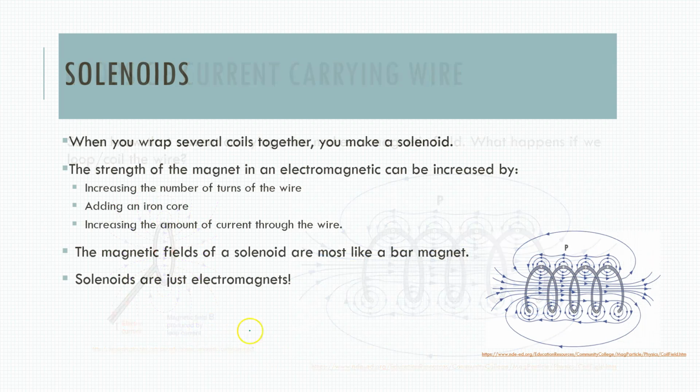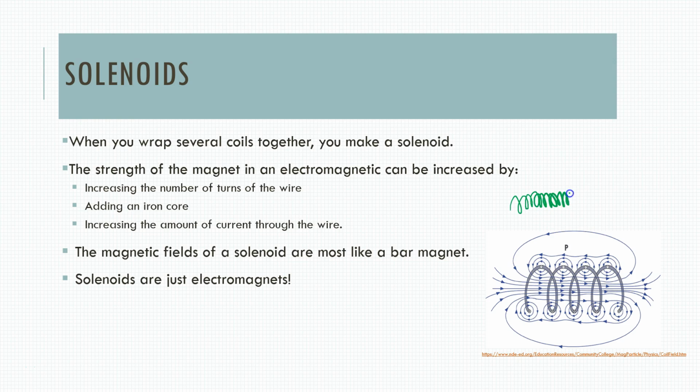So what can we do with this? If we wrap them together, we make something called a solenoid. A solenoid is just a fancy electromagnet. There are several things that you can do to increase the strength of a solenoid. You can increase your number of turns of wire. Like this one has 4. If we increased it and made it more, like this, then that would make a stronger solenoid.